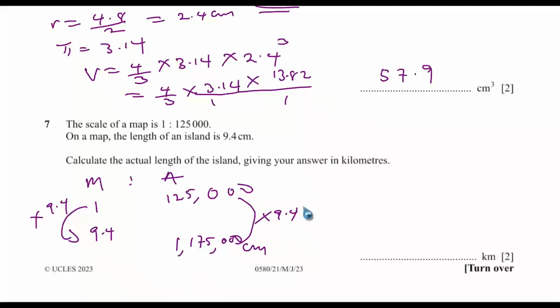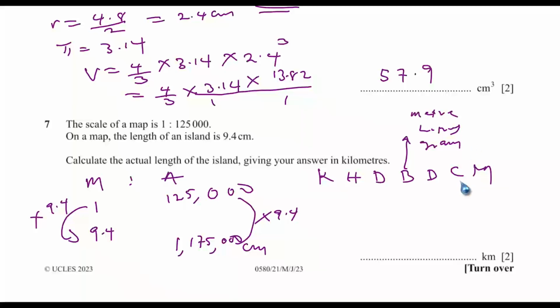But we are asked to leave the answer in kilometers. So using the usual acronym, King Henry died by drinking chocolate milk. If you have seen my previous videos, this shouldn't be new to you. So the B stands for the base, where you have the meters, we have the liters, and we have the grams. So in this case, we are dealing with meters. So C is your centimeters. So we want to move from centimeters to kilometers.